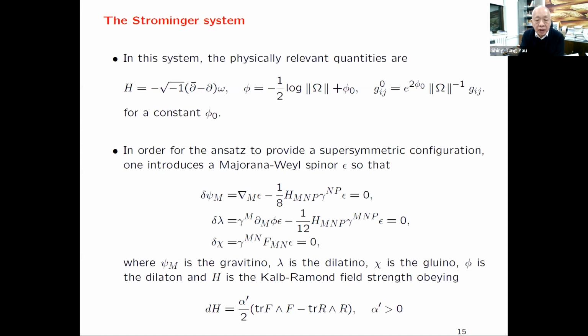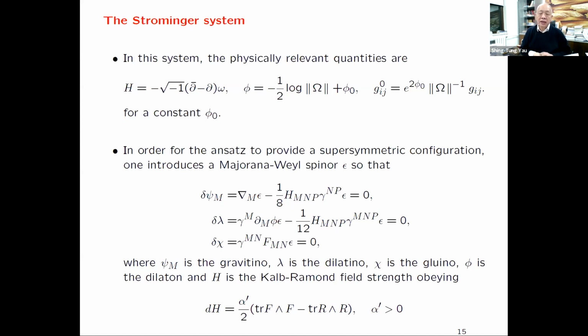Okay, so in order for the ansatz to provide a supersymmetric configuration, we introduce a spinor epsilon so that it satisfies three equations. This means supersymmetric because the supersymmetry variations acting on psi, lambda and chi are equal to 0. One is the gravitino, one is the dilatino, one is the gaugino. And so we have an interesting setting which makes the whole system supersymmetric.